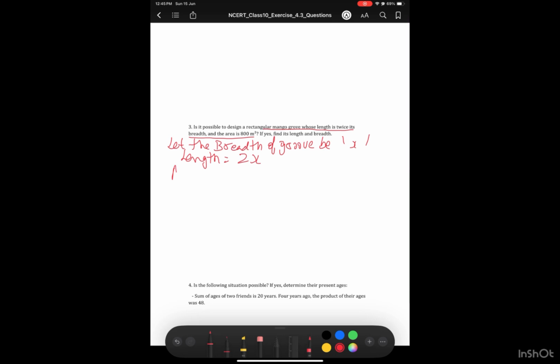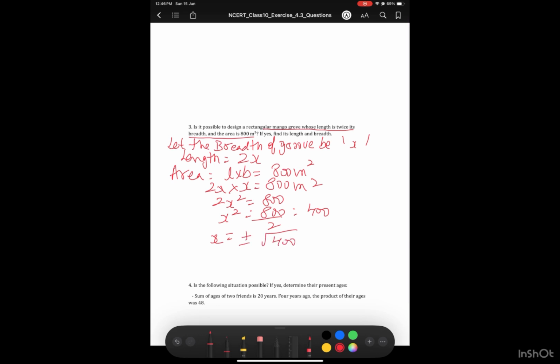Further, I am given that the area of the grove is 800 meters square. So area formula is length into breadth, that is 800. In place of length, I will write down 2x. In place of breadth, I will write down x. So 2x into x is 2x square is equal to 800 meters square. X square will become 800 upon 2, which is 400 meters square, and x will become plus minus under root of 400. Everyone knows plus minus under root 400 is 20.